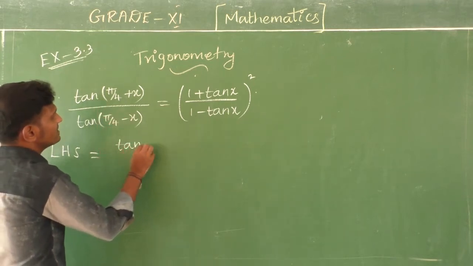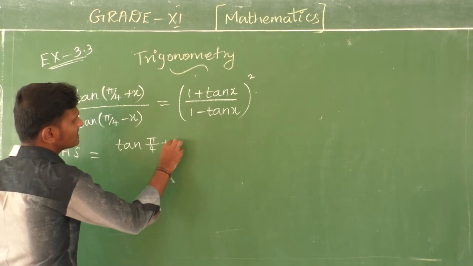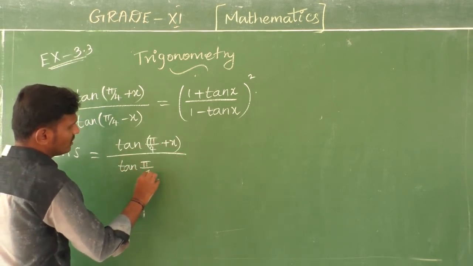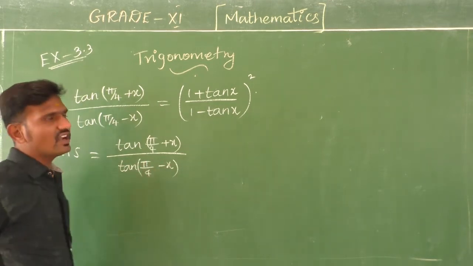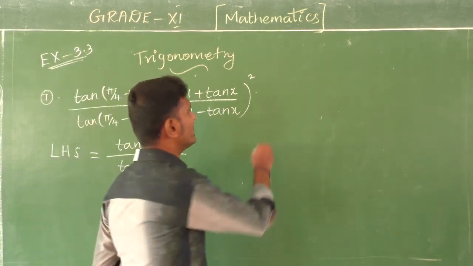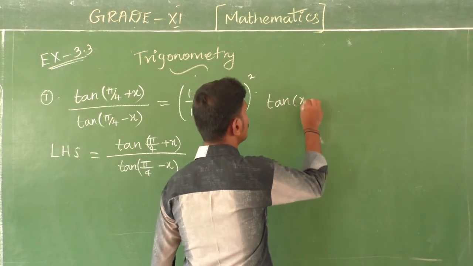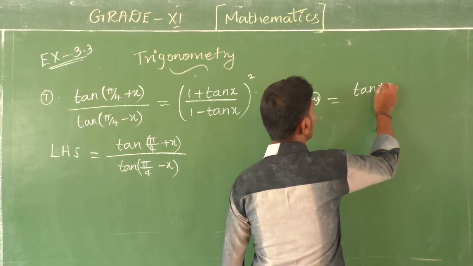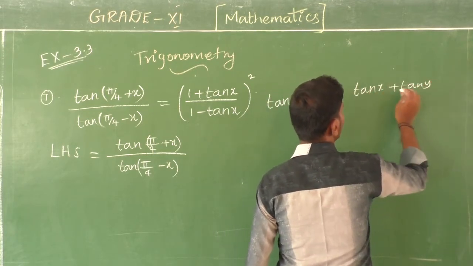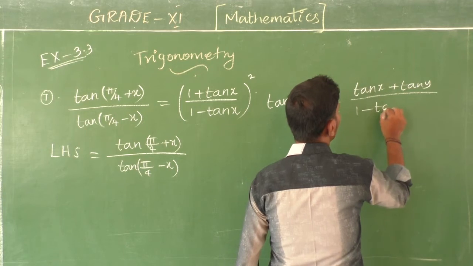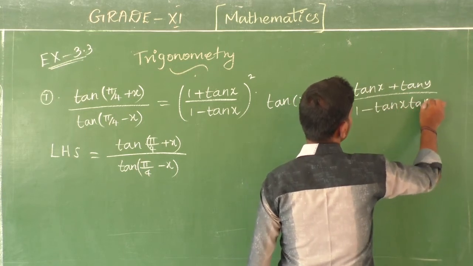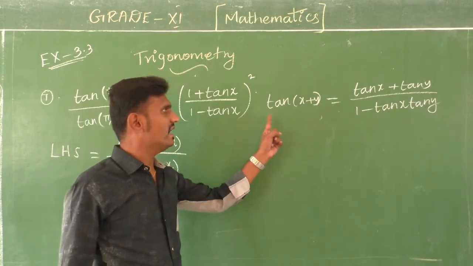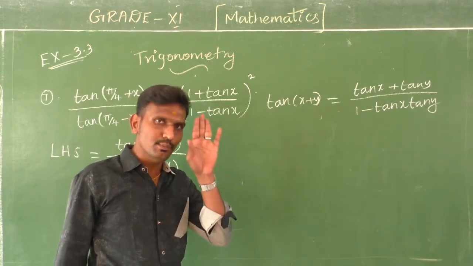Now the left side is tan(pi by 4 plus x) divided by tan(pi by 4 minus x). Based on this, you have to know one formula, that is tan(x plus y). Do you know the formula? Just recall it now. So tan(x plus y) is equal to (tan x plus tan y) divided by (1 minus tan x tan y). Tan x into tan y. Suppose you need the formula for tan(x minus y), you have to change the symbols only.